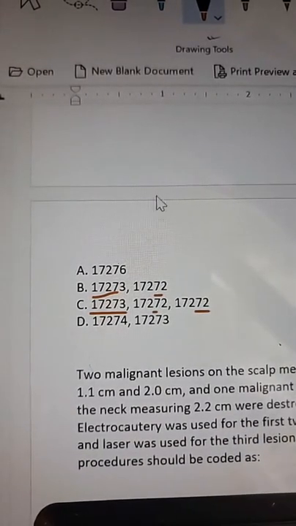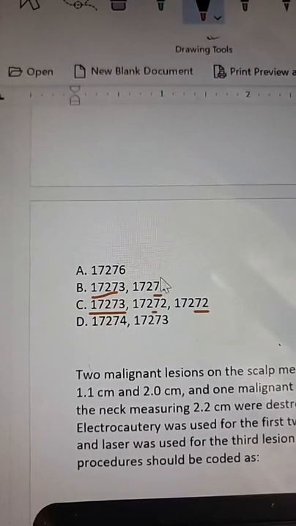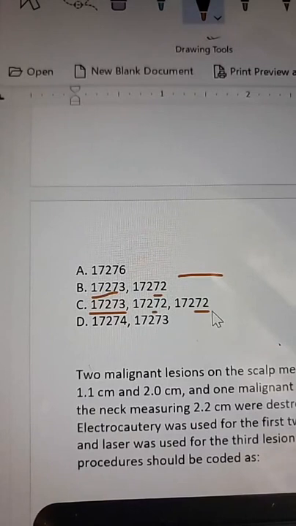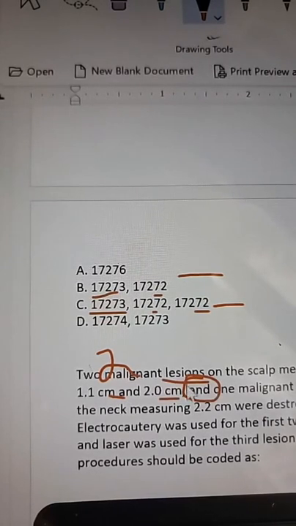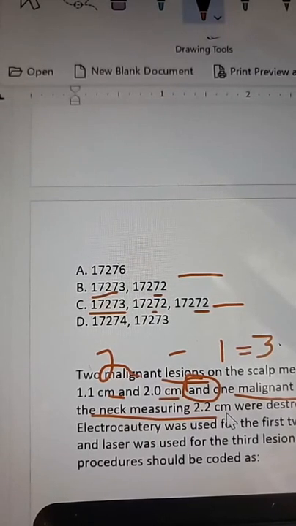So what I would do here, because the only difference in these is two things being coded or three things being coded, I would count. We have two malignant lesions here on the scalp, measuring this and this. And then we have one malignant lesion on the neck, measuring this. So we have another one there. So 2 + 1 = 3. How many CPT codes are we going to have?